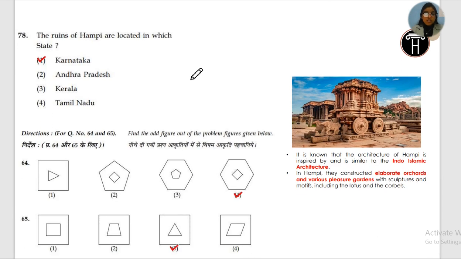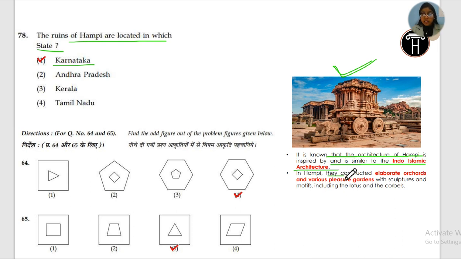Next question we have is, the ruins of Hampi are located in which state? So the ruins of Hampi is located in Karnataka. So this is Hampi. It is known that the architecture of Hampi is inspired by and is similar to Indo-Islamic architecture. Okay, it is similar to Indo-Islamic architecture.